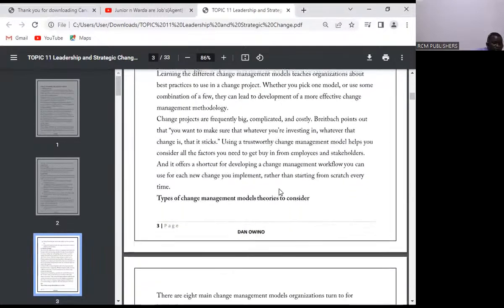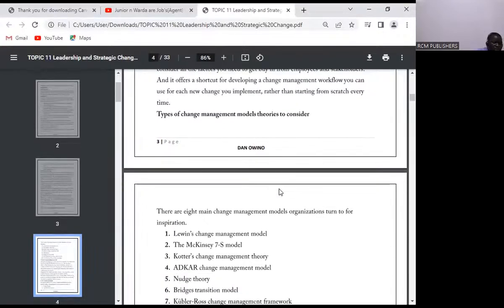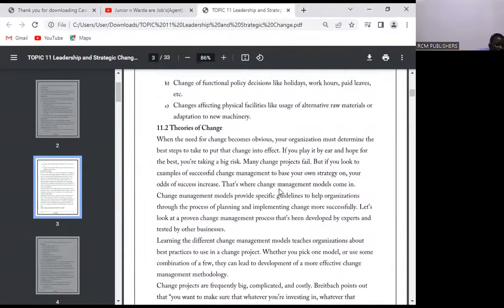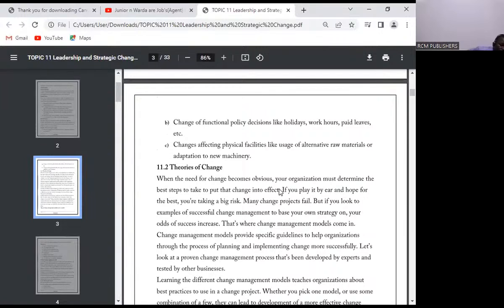So there are a number of theories in the area of change management. We're going to just look at a few of them that we consider to be quite important, and they're widely examined. So theories of change. When the need for change becomes obvious, your organization must determine the best steps to take to put that change into effect. If you play it by ear and hope for the best, you are taking a big risk. Many change projects fail, but if you look at an example of successful change management to base your own strategy on, the odds of success increase.